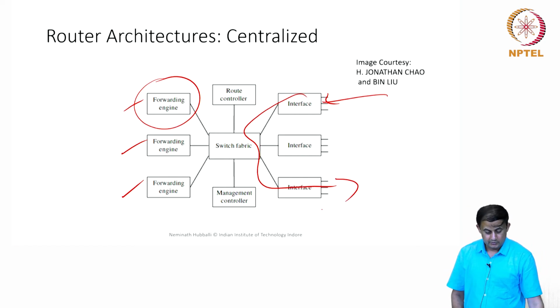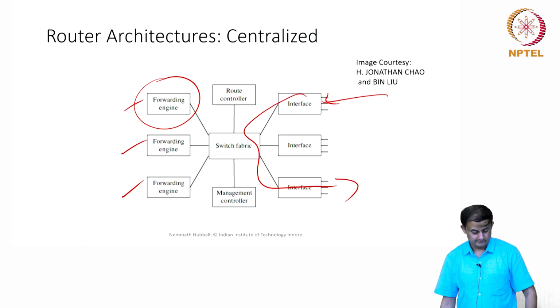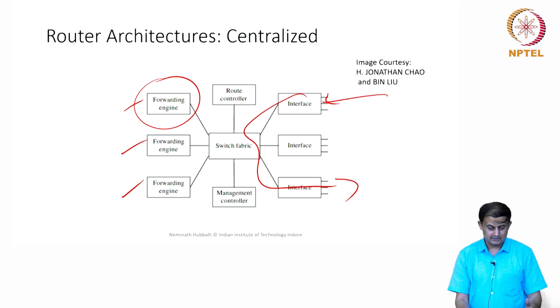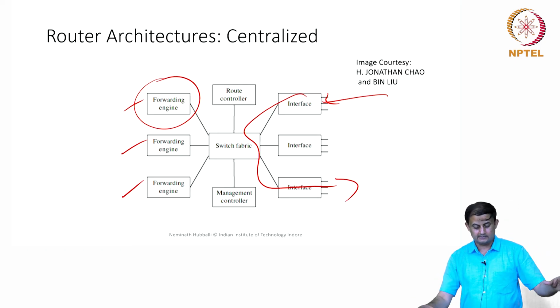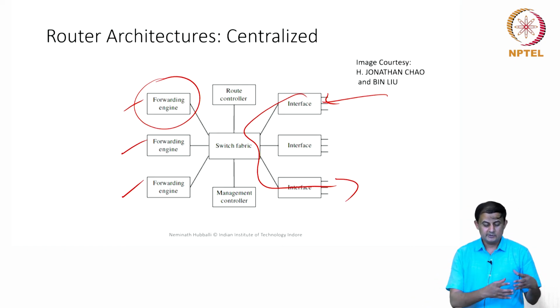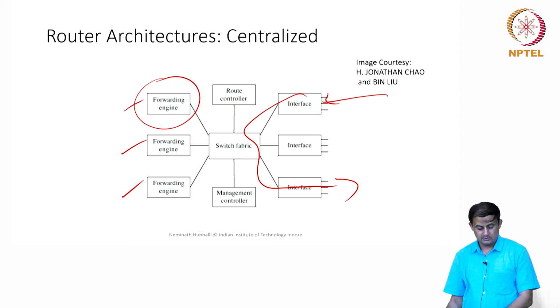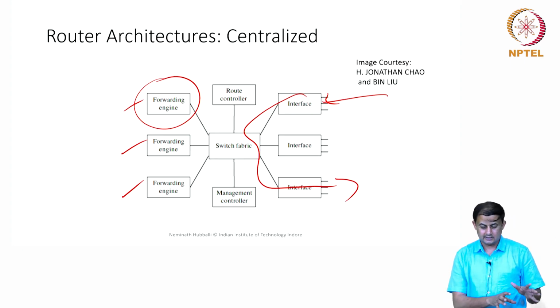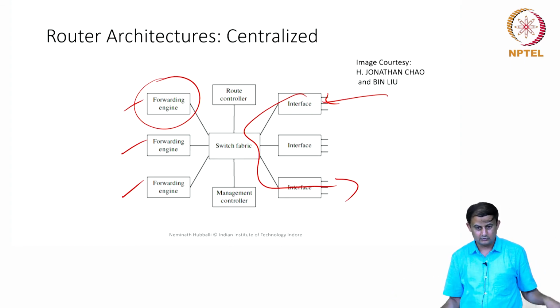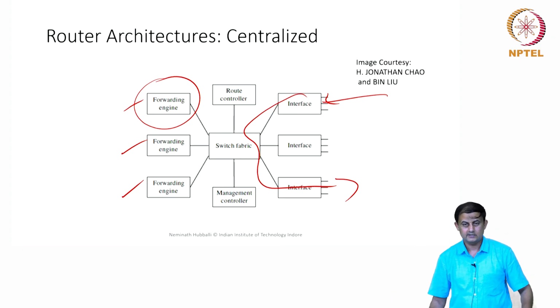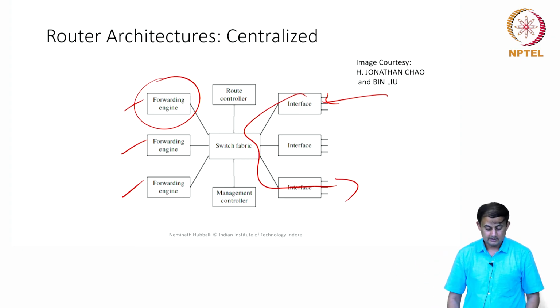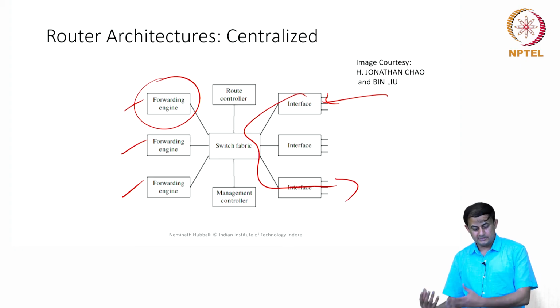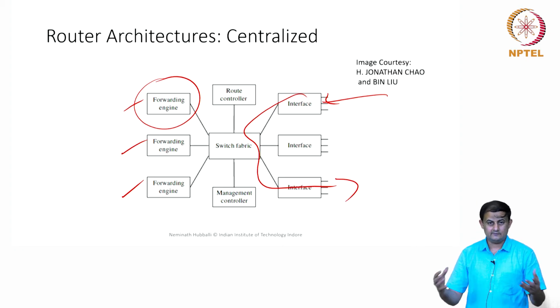So if you use such an architecture, then it is called a centralized architecture. Along with the switch fabric connecting the different interfaces, you have something called the route controller and also the management controller. The route controller is meant for constructing the routing table and dealing with the routing algorithms in the control plane operation, and the management controller is meant for managing the configuration of the router.